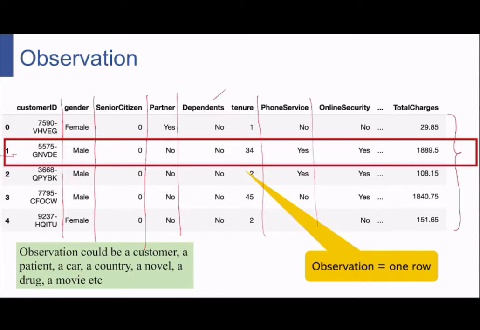So each one of these rows here is one observation. An observation can be a customer, can be a patient, can be a car, a country, a novel, a drug, a movie, anything.